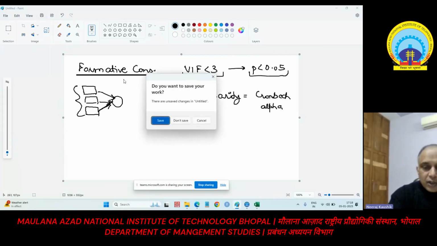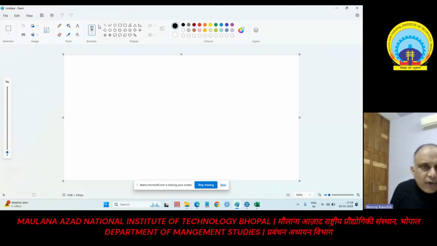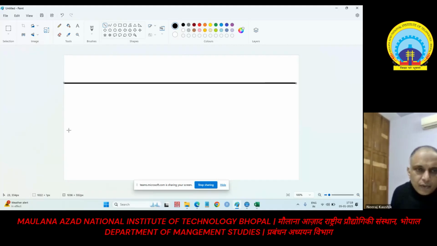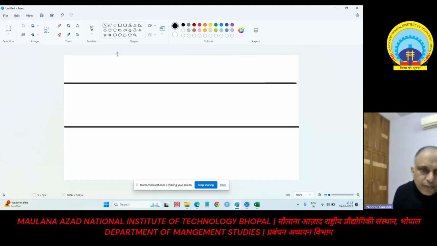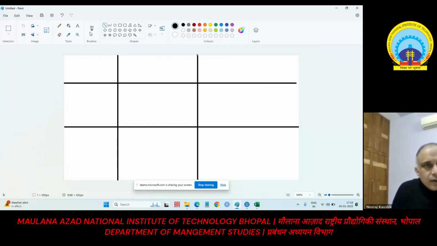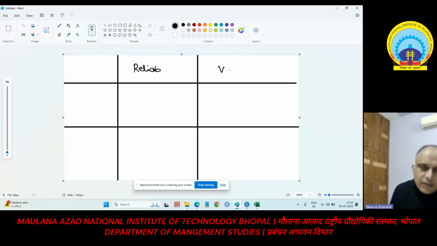So let me quickly take 1-2 minutes to make a table. The table will be validity, reliability of reflective and the formative. So this one is reliability, and this is validity. No, not reliability, validity. I'm talking about the convergent and discriminant validity, not the reliability. This is the convergent validity, and this is the discriminant validity.